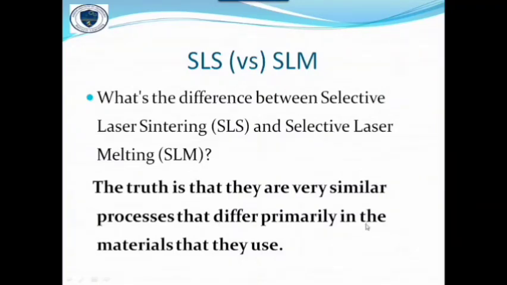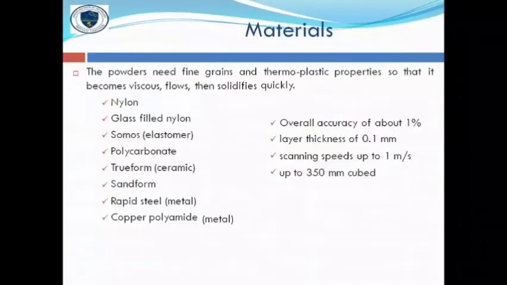But the difference is in the material that they are going to use. Which material we choose decides whether we use the SLS method or the SLM method. If you want to use a polymer, we just go with SLS. If you want a metal product, based on the application, we can go with SLM. That means pulverized powders that need fine grains and also thermoplastic properties, so that it becomes viscous, flows and solidifies very quickly.